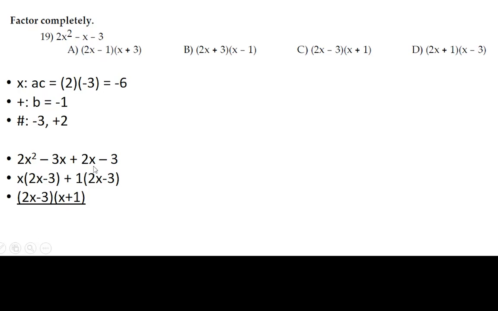We factor by grouping. From the first two terms, we can take out an x. That leaves us with 2x minus 3 left over. From the second two terms, we can't factor anything out, so that's just a plus 1 times the 2x minus 3 that we have. Our process has given us two terms with two factors each, and one of the two factors in each is the same, the 2x minus 3. So we factor that out, and we're left with x plus 1 as our other factor. 2x minus 3 times x plus 1.